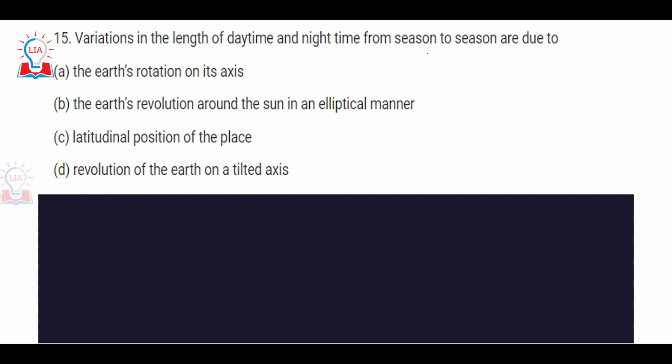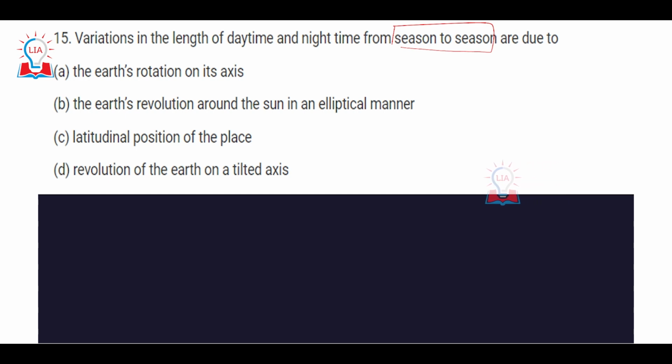Variations in the length of daytime and nighttime from season to season are due to what? The Earth's rotation on its axis, the Earth's revolution around the Sun in elliptical manner, latitudinal position of the place, or the revolution of Earth on a tilted axis. So simple question is there.